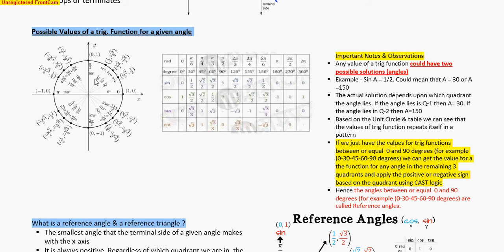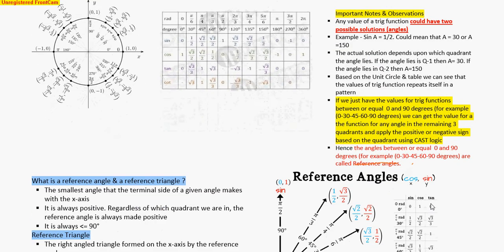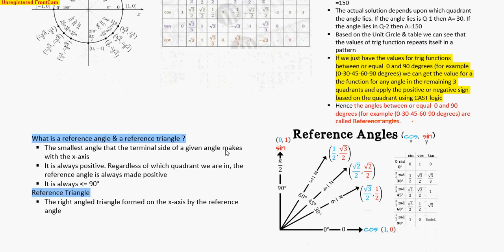So whatever angles fall within the first quadrant, based on which you can refer and compute the value of the other angles. So all the angles over here, the partner angles, are called reference angles, like I mentioned here. That's kind of the concept I wanted to introduce. So now you understand what a reference angle is. I've just written it here.